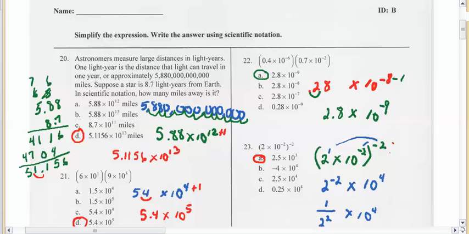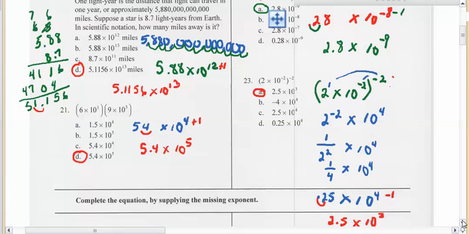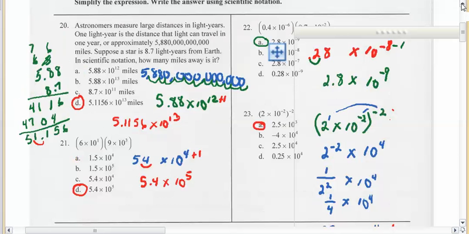Number 21. We are multiplying bases. We're going to add exponents. I got the 4, multiplied the numbers, so we got 54, but that's not scientific notation. So I moved my decimal to the left 1 time. That's adding an exponent, so I got 5.4 times 10 to the 5th. Okay, that's 21. Let's go back up to 22.